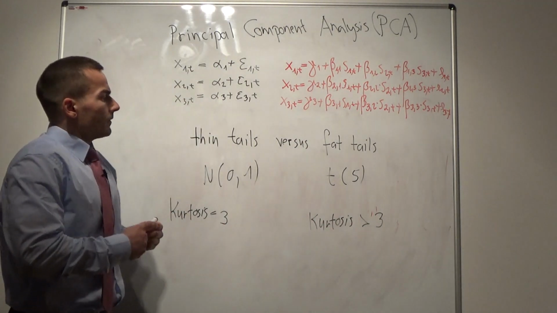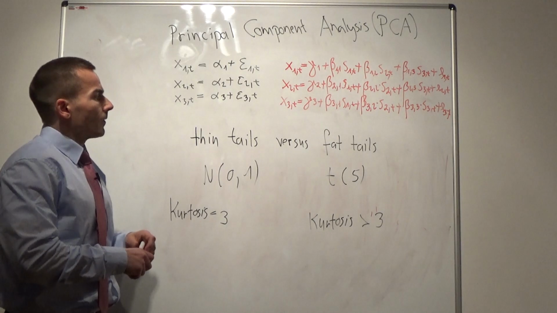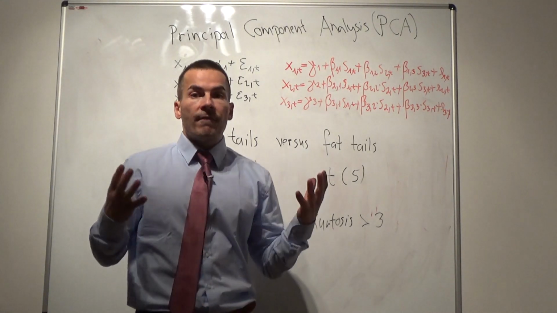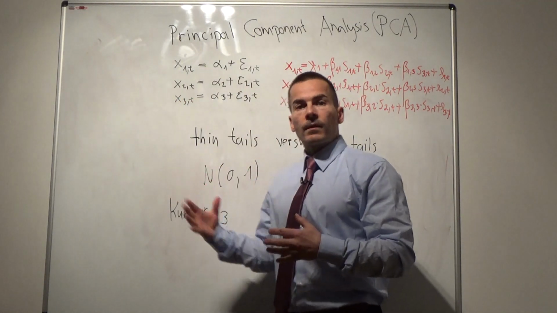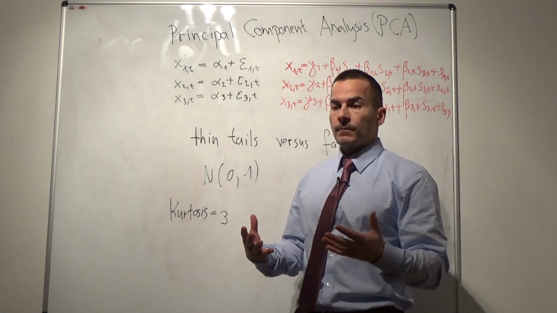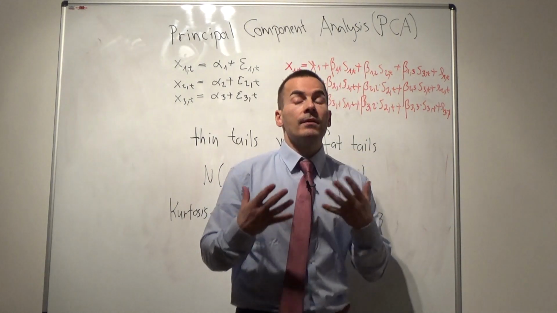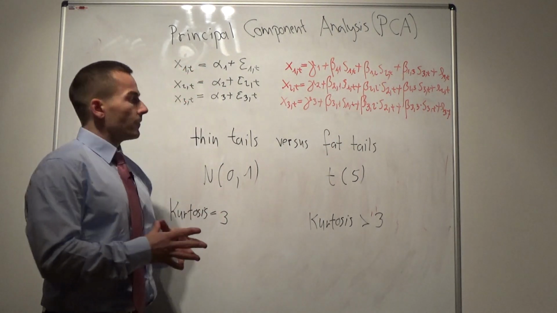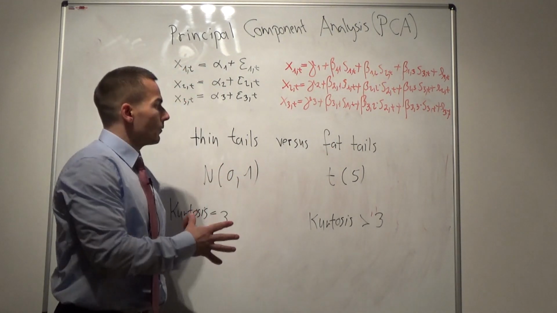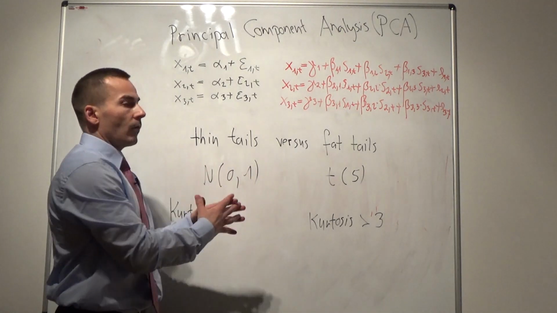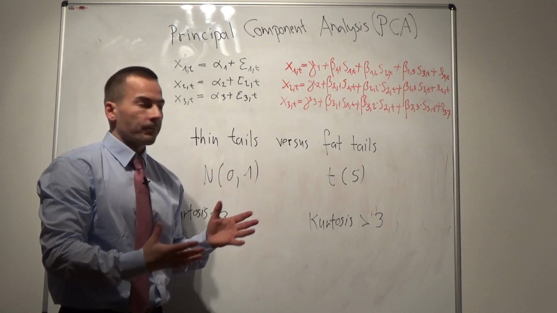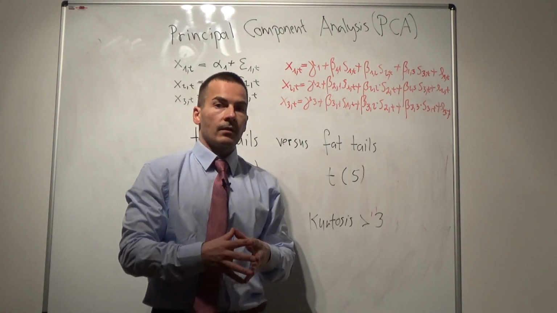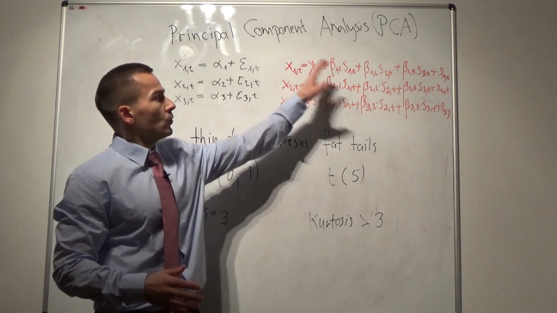So the thing is that the kurtosis must be finite so that the variance of the distribution is not sample specific. If the kurtosis is infinite, it means that the variance of the data series is sample specific, which means the covariance matrix is also sample specific. Every sample you get a different variance or covariance matrix. So your principal components do not tell you much.